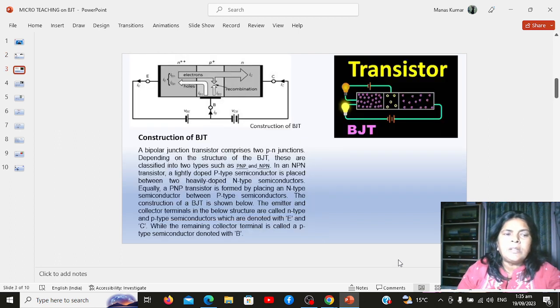Working principle of BJT. The emitter-base junction of a BJT is forward biased, whereas the collector-base junction is reverse biased. The forward bias of the emitter-base junction causes the emitter current to flow, and this emitter current entirely flows in the collector circuit. Therefore, the collector current depends upon the emitter current and is nearly equal to the emitter current.